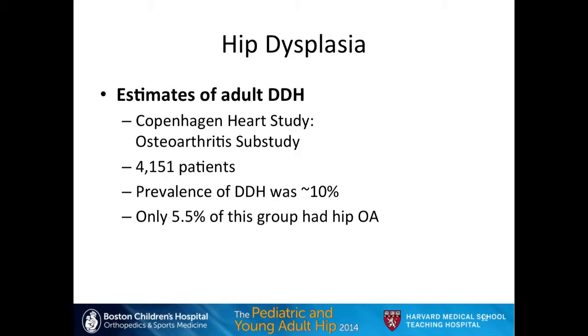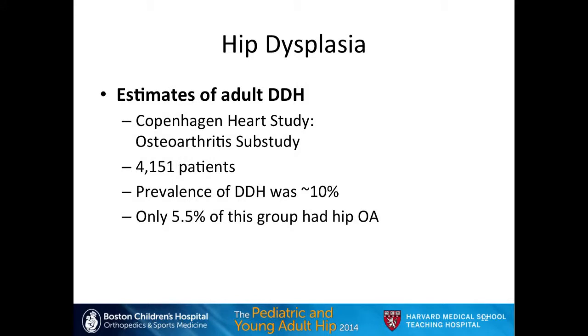Estimates of adult hip dysplasia have been calculated in some studies. This one is a fairly large one. This is a common epidemiological theme where you take a study that has nothing to do with your area of interest but happens to have a patient population that can capture some of what you're interested in. In this study, the Copenhagen Heart Study, much like the Framingham Heart Study here locally, a group of researchers decided to apply for a grant, and they said, we want to look at your hip x-rays because you happen to be getting them for something else.